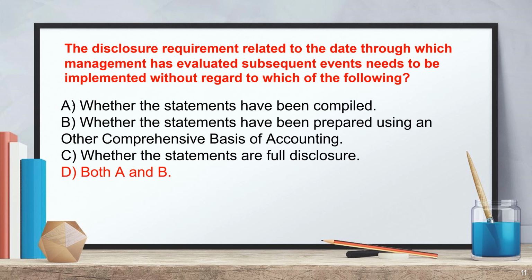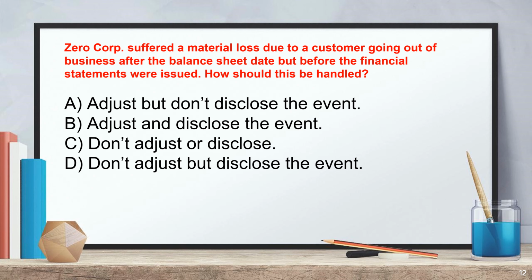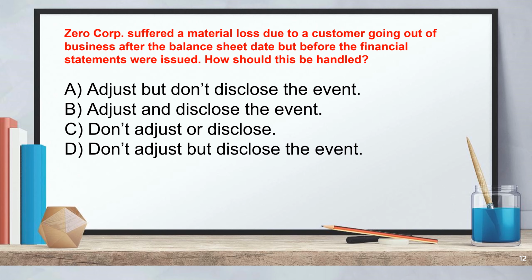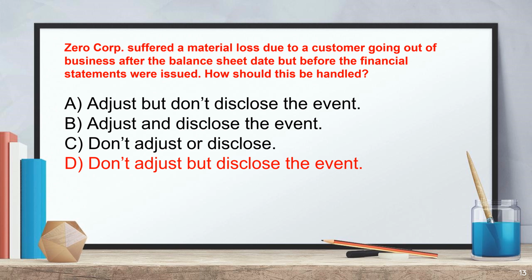Here's a question about post-balance sheet events. Zero Corp. suffered a material loss due to a customer going out of business after the balance sheet date but before the financial statements were issued. How should this be handled? Answer: D. Why? The bankruptcy is a Type 2 subsequent event. Since it didn't happen by the balance sheet date, the financials shouldn't be adjusted, but the event is material and requires disclosure.